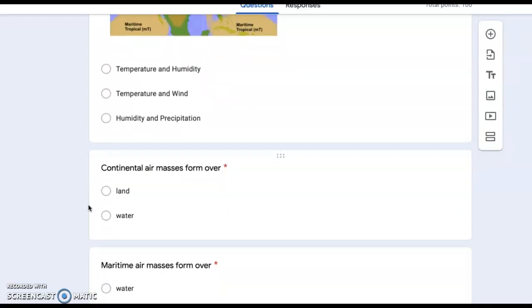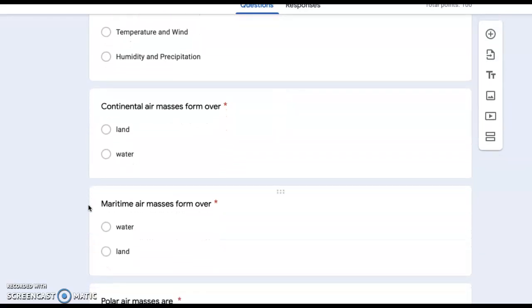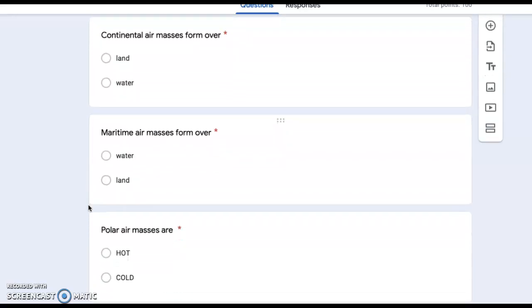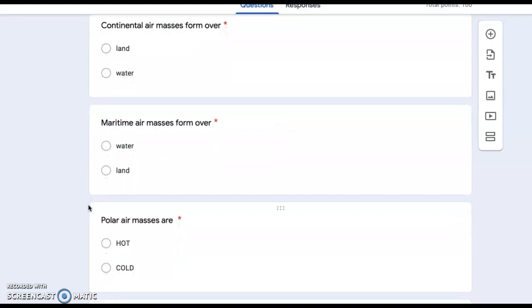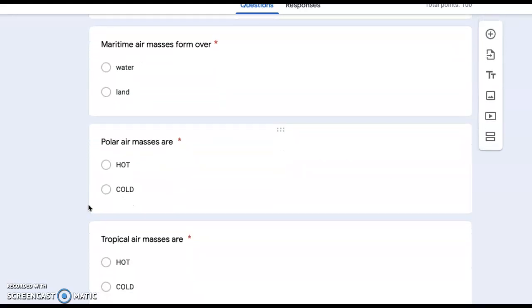Continental air masses form over land or water. Maritime air masses form over water or land. Polar air masses are hot or cold. Tropical air masses are hot or cold.